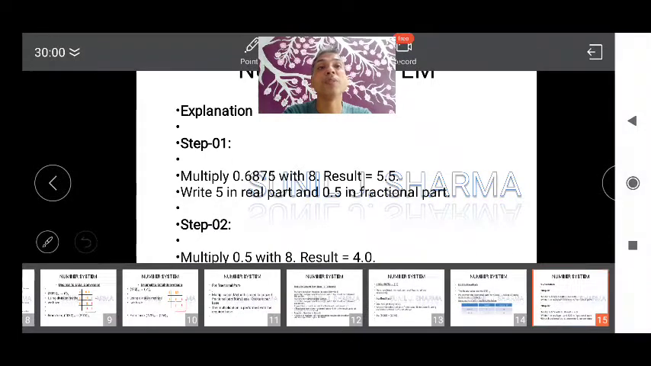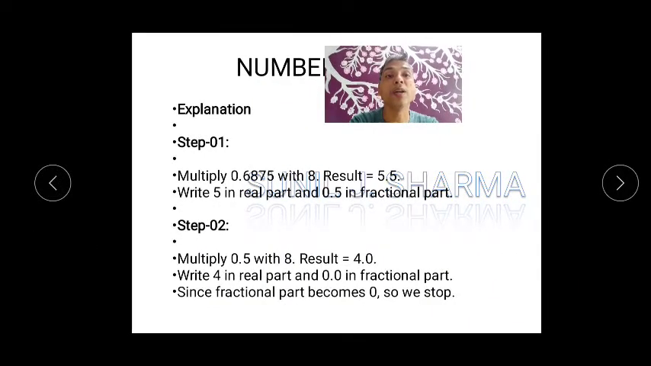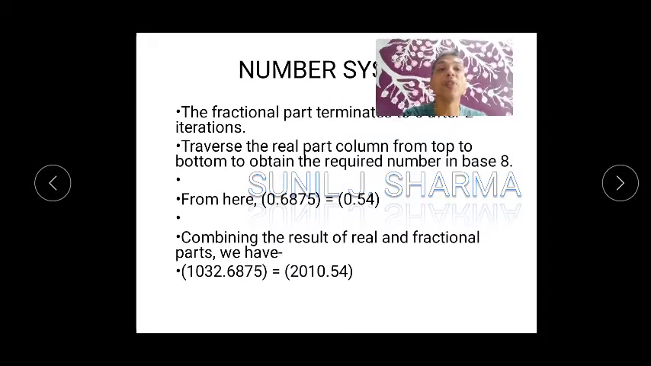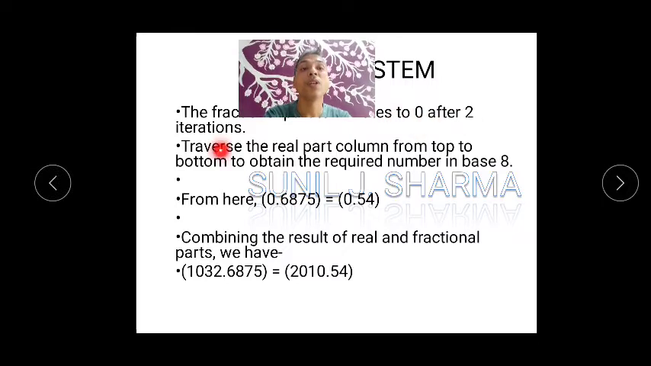Yes, now just wait. Here you can see that when you multiply this number with 8, you will be getting 5.5. So in the real part we have to write 5 and the fractional part we have to write 0.5. Step 2, 0.5 into 8, result will be this. Since the fractional part becomes 0, we can stop. So this is your answer. The fractional part terminates after 2 iterations; traverse the real part column from top to bottom as I told you. So your answer for only the fractional part is 0.54. When we combine the result, the real part with the fractional part, this was your question.